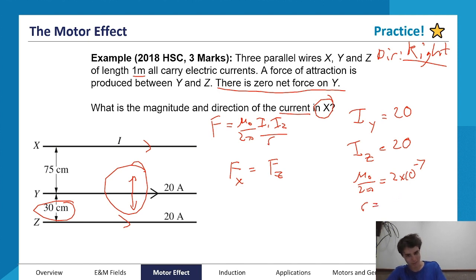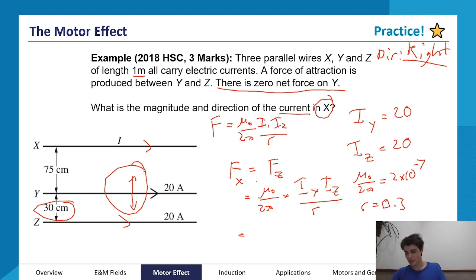Now, our radius is measured in meters, which means we need to convert this into meters, and so that's going to be 0.3. So that's our force due to z. So quickly writing out the formula, we can say that the formula of the force due to z is going to be mu naught on 2 pi, all times our I of y times our I of z, all divided by the distance between them.